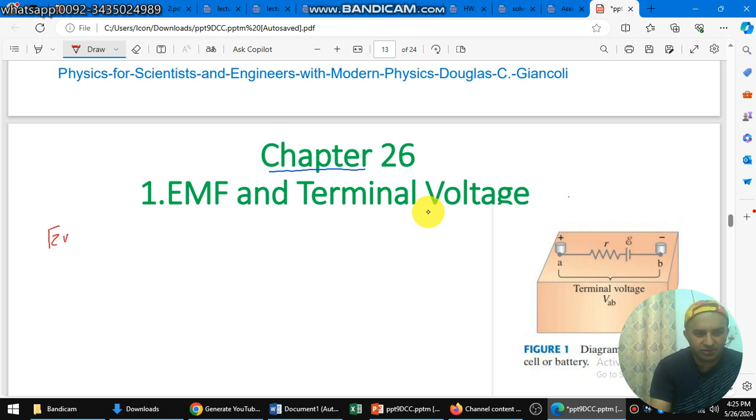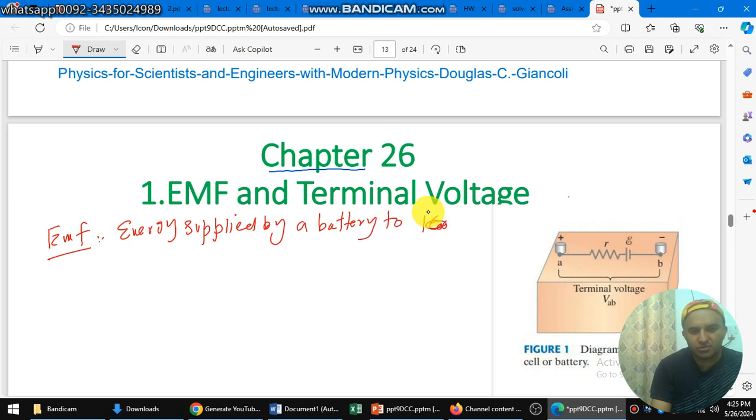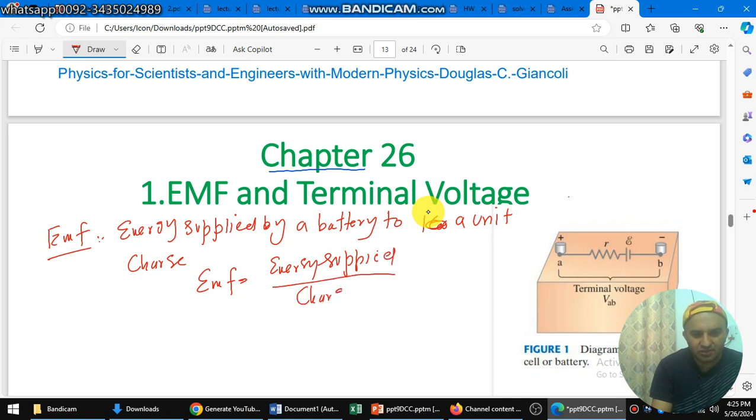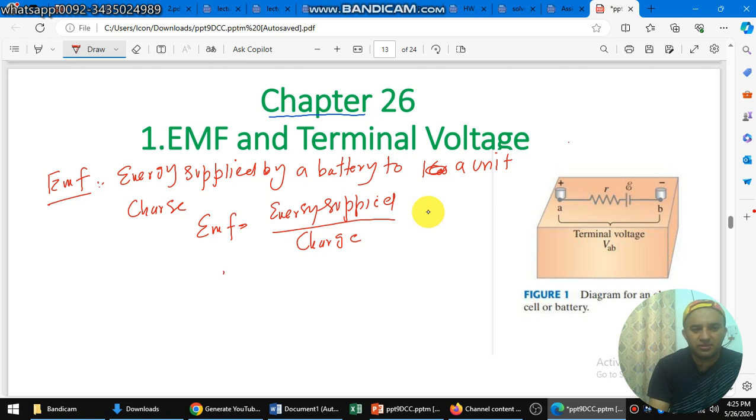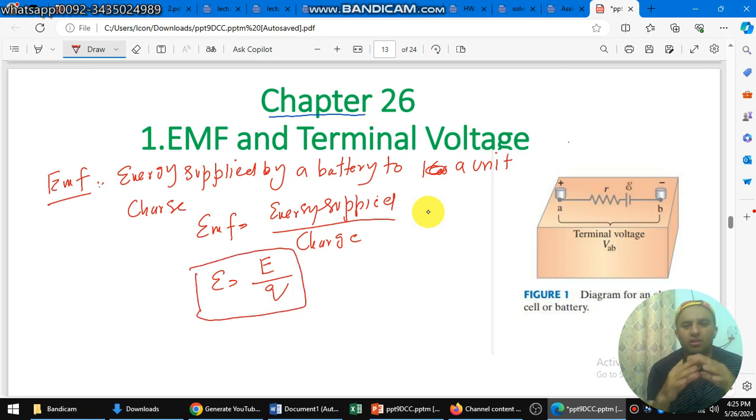Let me define the EMF first. EMF is basically the energy supplied by a battery to one coulomb of charge, or to a unit charge. So EMF is equal to energy supplied divided by charge. So the EMF is equal to energy supplied E divided by charge Q. Okay, so this is basically the potential of the battery.